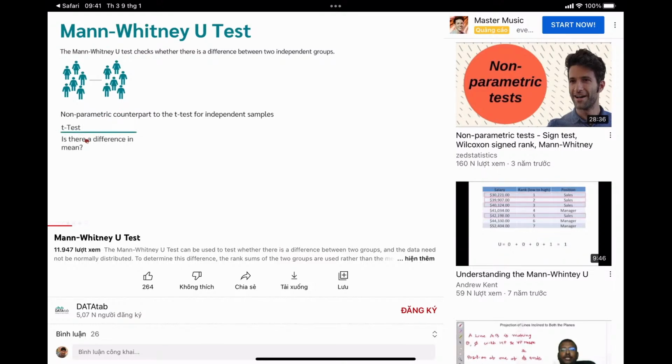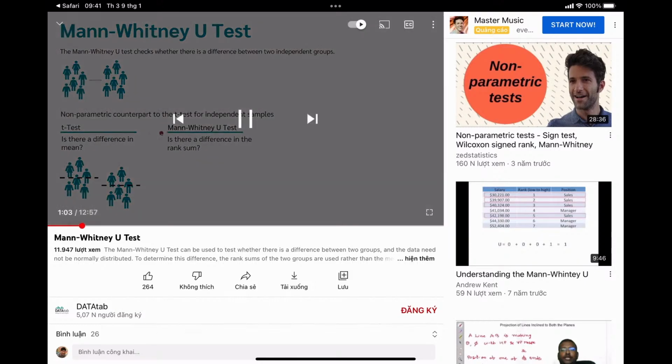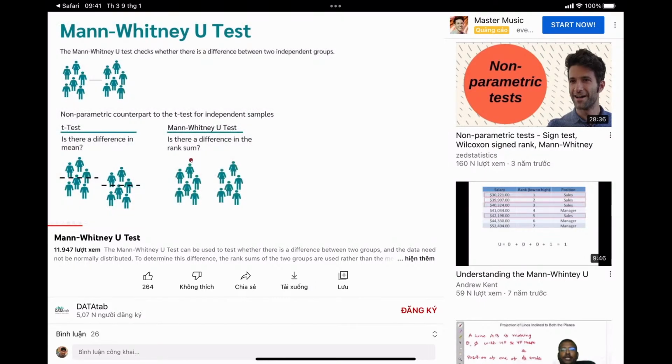The independent samples t-test checks if there is a mean difference. So we have our two groups, we calculate the mean of both groups and check if this mean differs. On the other hand, by using the Mann-Whitney U-test, we check if there is a rank sum difference. What exactly does that mean? When we have our two groups, we check if there is a difference in the rank sum of the first group and the second group.